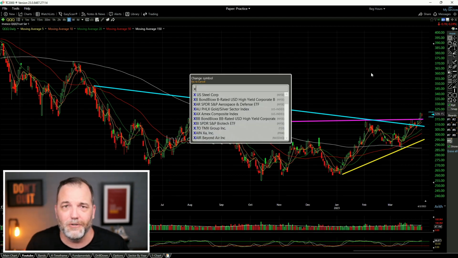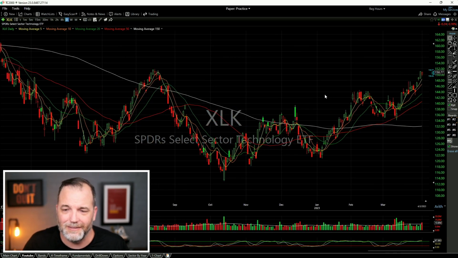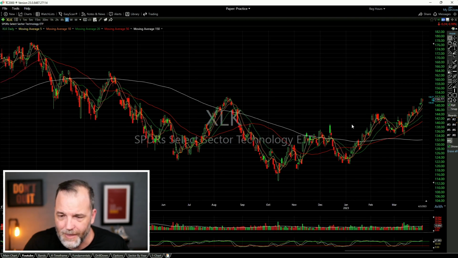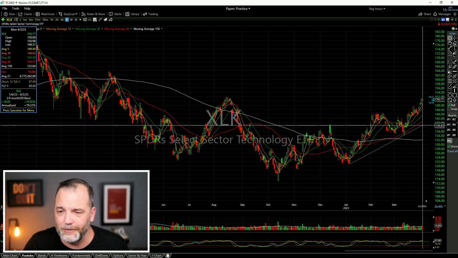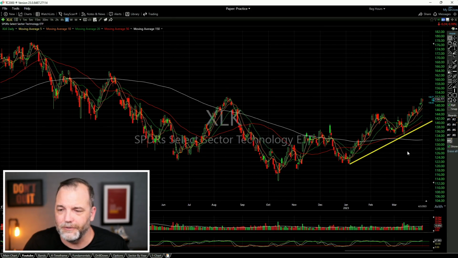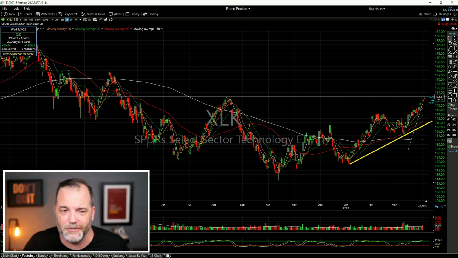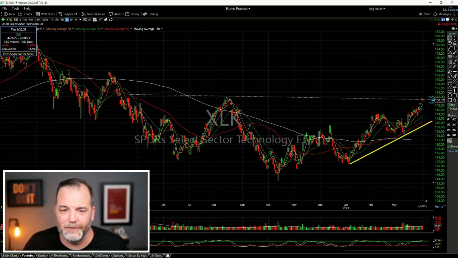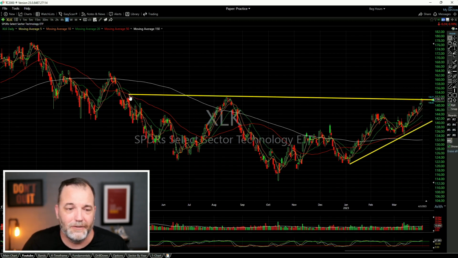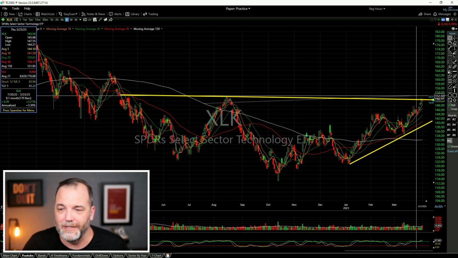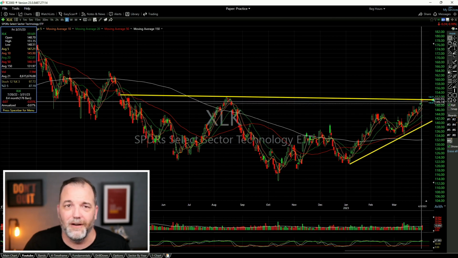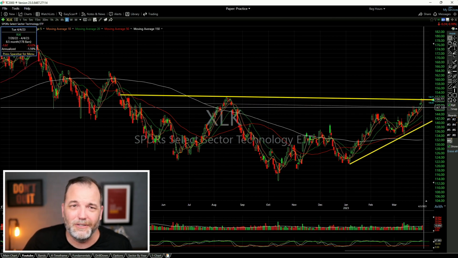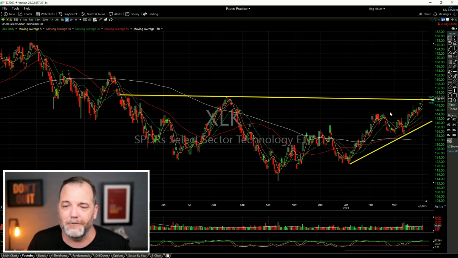Now, the final chart I want to show you is the technology chart. This is XLK. And really good rising trend line off of the January lows. But again, it's becoming a little bit detached there and may need to pull back. You also have a pretty significant layer of resistance going all the way back to April of last year that it will need to try to break out of. It tried to break out of it on Friday. It wasn't quite able to do so today. So that's going to be also another major test point for the bulls.